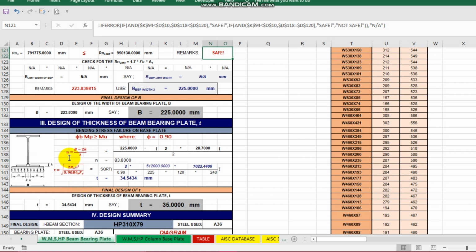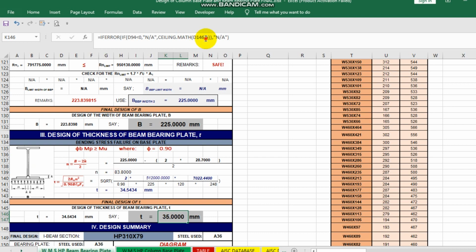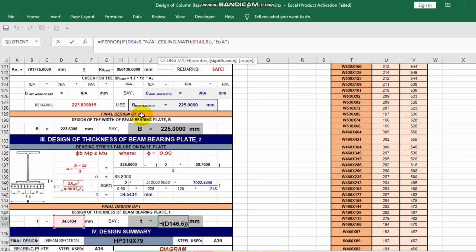So, n is equal to B minus 2k over 2, wherein you can see in the diagram that 2n plus 2k is equal to B. So this is the derived value of n. You have the value of n, and you substitute it here. With this, you get T equals 34.5434. Since there is no such value, it is ceiling to the multiple of 5. Since it is 34, the next value is 35.